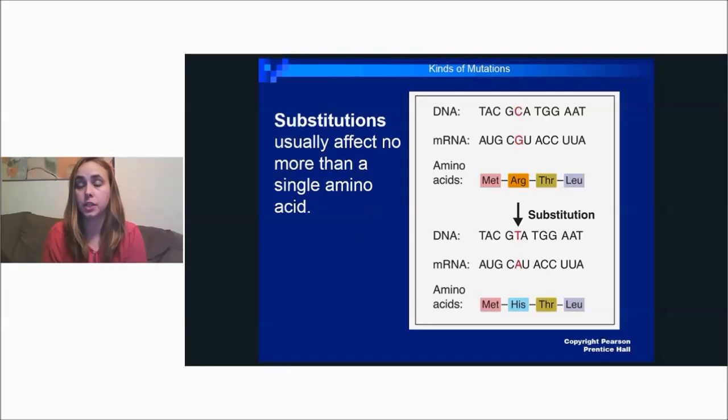When you substitute that out, and so instead having TAC-GTA below, change the C to a T, that then changes the mRNA sequence to AUG-CAU, and it changes the amino acids to methionine and then histidine. So the only amino acids that changed were the arginine to histidine, and the rest of the strand remains the same.